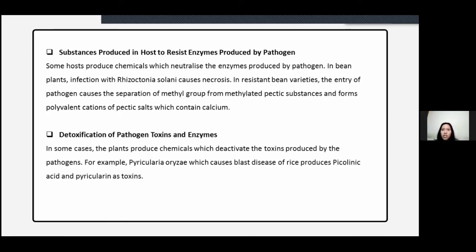Number 4 is the detoxification of pathogen toxins and enzymes. In some cases, the plants produce a chemical which deactivates the toxin produced by the pathogen. For example, Pyricularia oryzae, which causes blast disease of rice, produces picolinic acid and pyricularin as toxins.